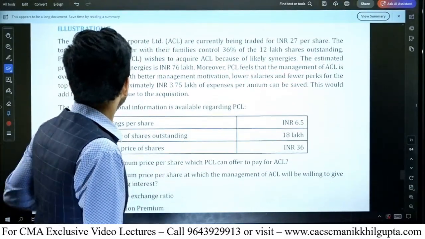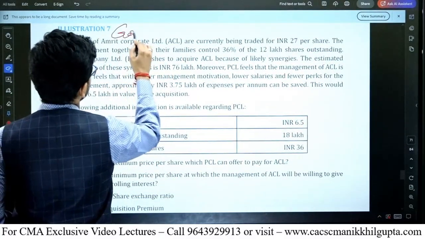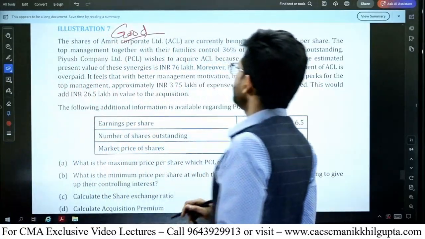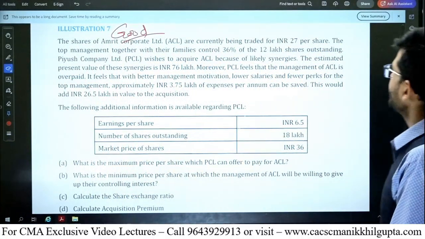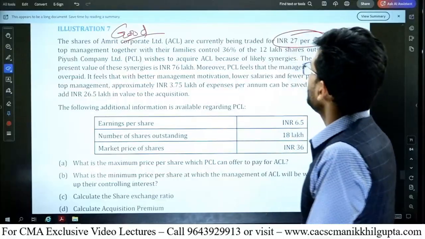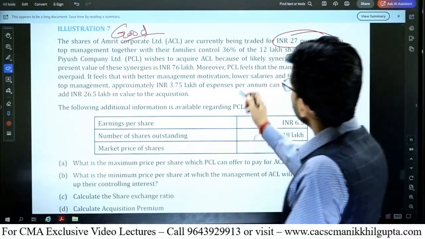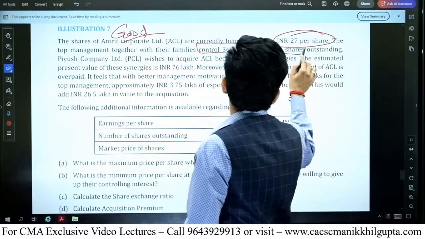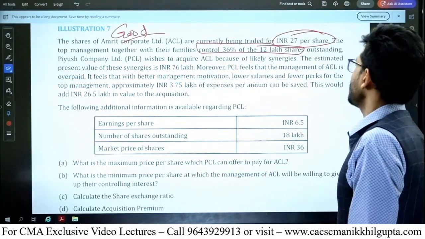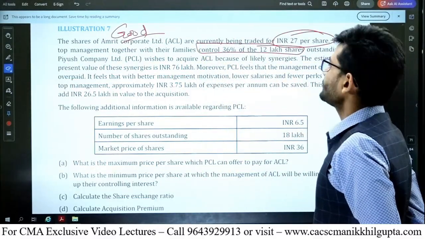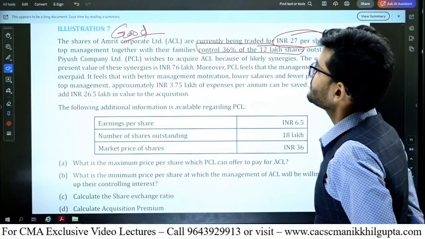Yes, an important, a good question. The shares of Amrit Corporate Limited are currently being traded for 27 per share. So the market price of the share is 27 per share. The top management together with their families control 36% of 12 lakh shares. So the controlling interest is 36% out of 12 lakh shares.